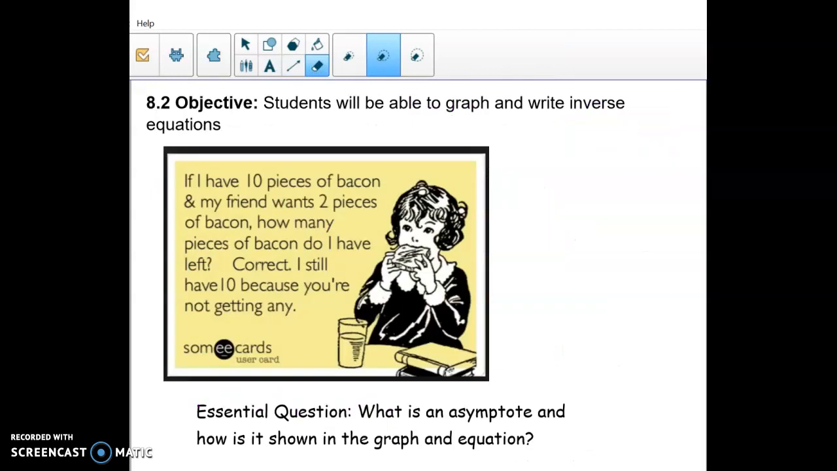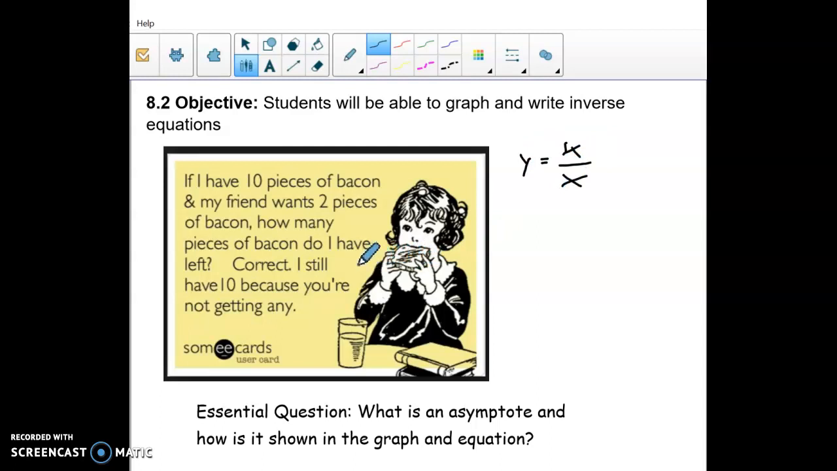Okay, so what we're going to do today is we're going to graph inverse functions. So basically, we're going to do our k over x function. We're just going to do the graph, and we're going to shift it around a little bit, talk about something called asymptotes, but more or less it's going to be graphing in this section.